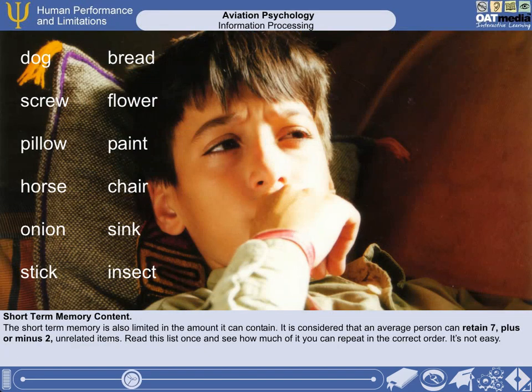The short-term memory is also limited in the amount it can contain. It is considered that an average person can retain 7 plus or minus 2 unrelated items. Read this list once and see how much of it you can repeat in the correct order. It's not easy.